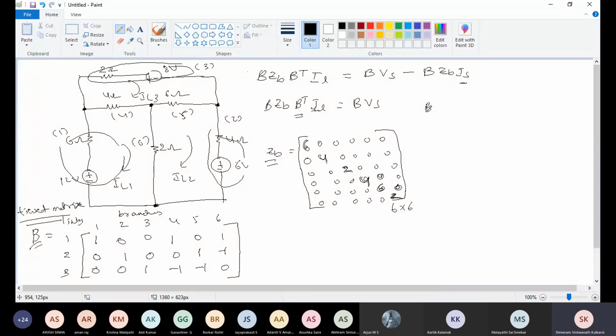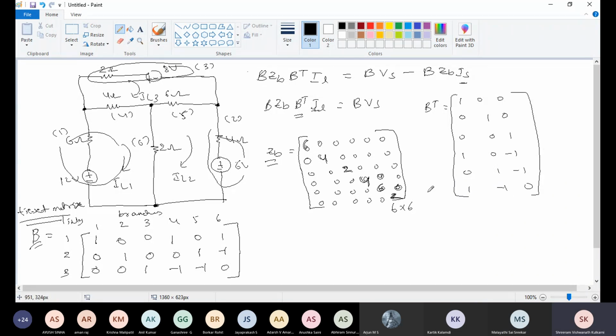First I'll write B transpose. 1 0 0, 0 1 0, 0 0 1, 1 0 1, minus 0 1 minus 1, 0 1 minus 1 0. Okay, this is my B transpose.